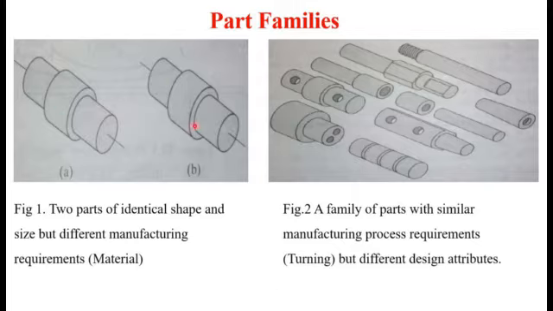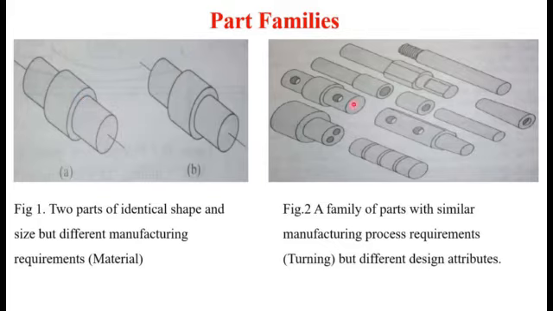So these are the two part families. In this first part family, two parts are identical in shape. These two parts, A and B, are identical in shape and size, but different manufacturing requirements are there. That means the material of these two components is different. The material of the component is different, but the size and shape of the component is the same. Therefore we can form one part family for these two parts.